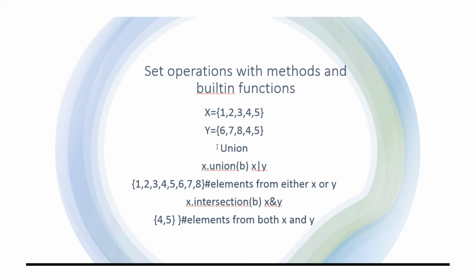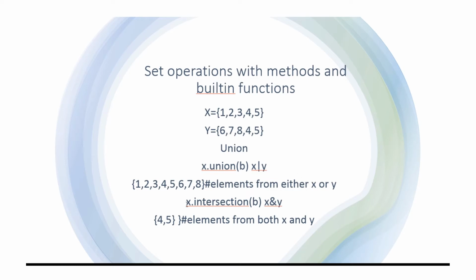Here x and y are two sets, x dot union of y, this is the syntax. This is the way you can mention the union operation in Python. Here x means the set, and union is the method available in set. You can also use the or symbol, x or y, as the symbol for this union operation. So x union y is the output we are getting. It will give you all the elements from either set x or y.